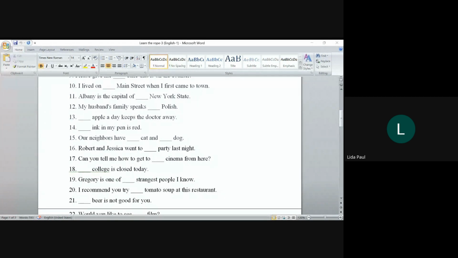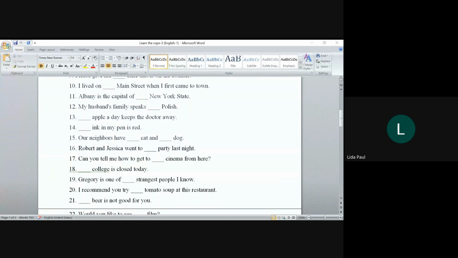So that is the logic also. If you have a name, then it's a unique thing. You don't have to add anything extra to show particularity or specificity. Your name itself is the specificity that is being spoken of. So, I lived on Main Street when I first came to town.